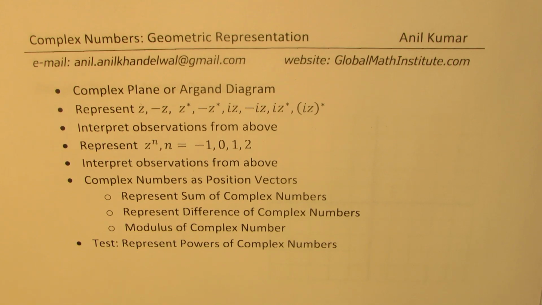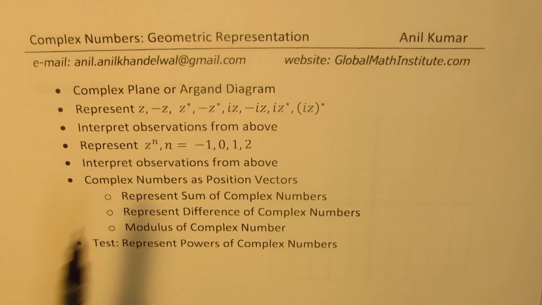In this video, we'll discuss complex numbers and how they can be represented geometrically. We'll talk about the complex plane, or Argand diagrams. On this, we're going to represent many complex numbers, their conjugates, and their multiples with i. We'll interpret the observations of these. We'll also represent the powers of complex numbers and interpret them. We'll see how vectors can be represented, and then we'll have a few test questions.